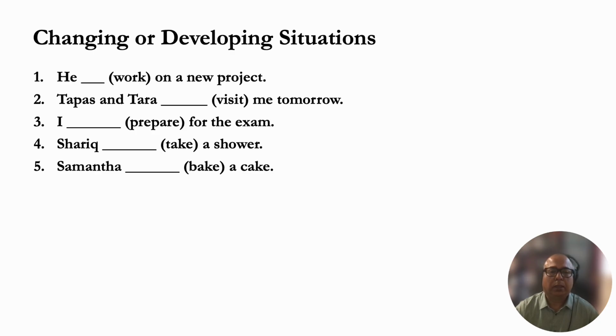Let's do fill in the blanks. Okay, fill in the blanks exercise. So there are blank spaces in each of the 5 sentences. Your job is to write the verb in the present progressive tense. He blank worked on a new project. So try to pause the video now, maybe complete the exercise, and we'll go over the answers together. Okay? So pause the video, do the exercise, and I'll show you the answers in a minute.